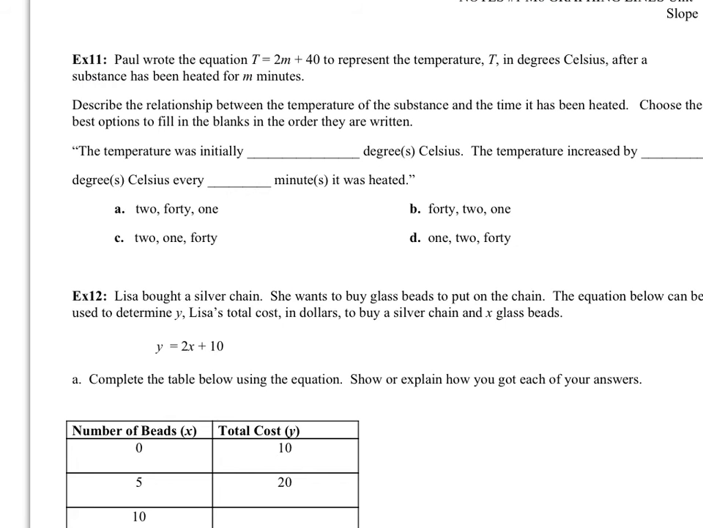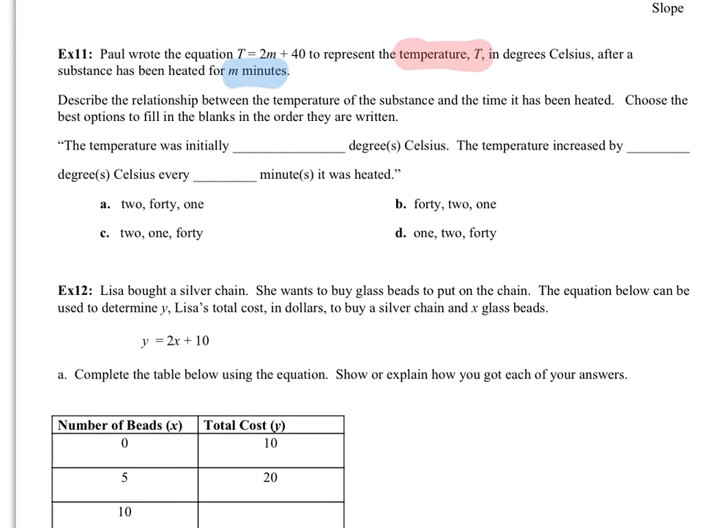So now let's look at slope within a real-world context. It said, Paul wrote the equation T equals 2m plus 40 to represent the temperature. So our variable T is representing temperature in degrees Celsius, after a substance has been heated for m minutes. So T stands for temperature and m stands for minutes. Describe the relationship between the temperature of the substance and the time it has been heated. Choose the best options to fill in the blanks in the order they're written.